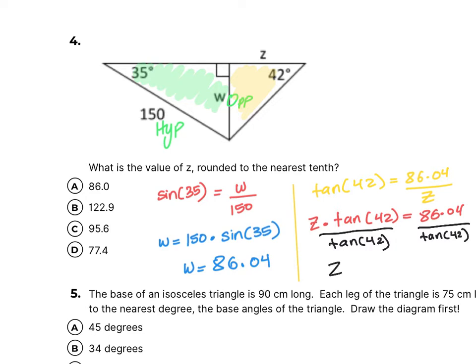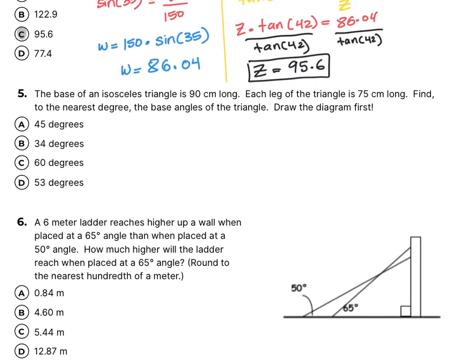So Z is equal to 86.04 divided by tangent 42, which is 95.6. So the answer for this problem is going to be C. Now let's move on to number 5.